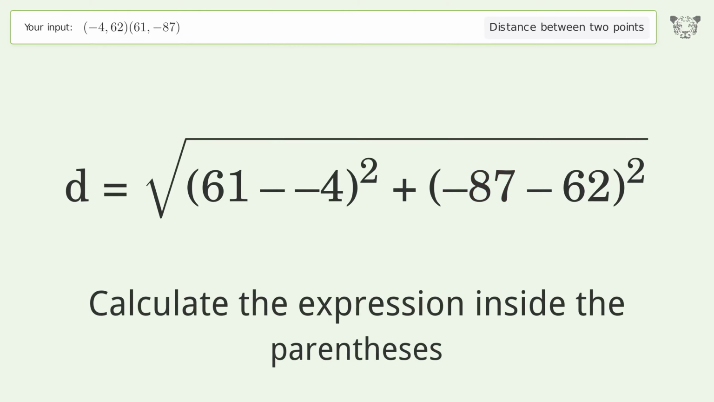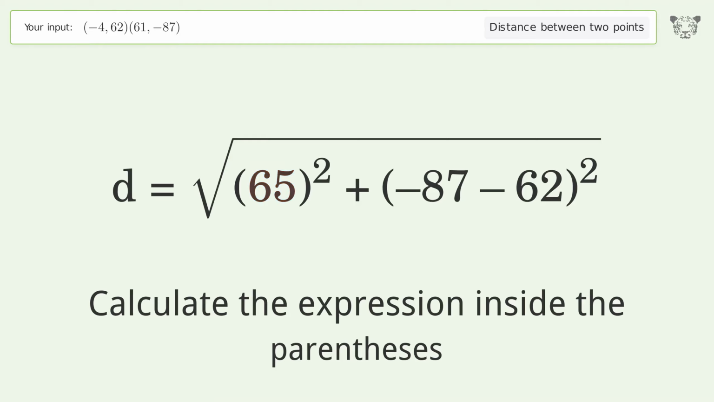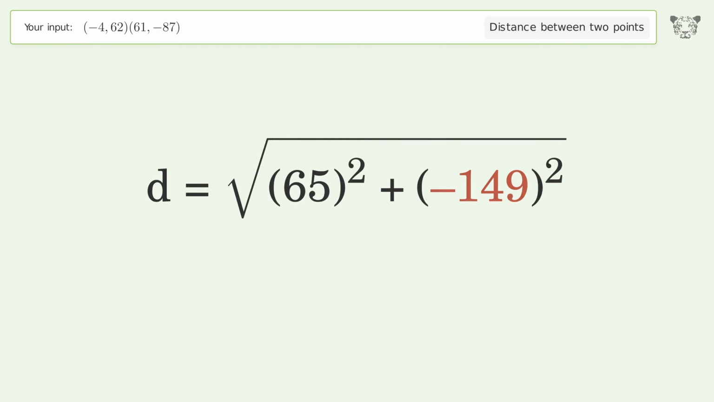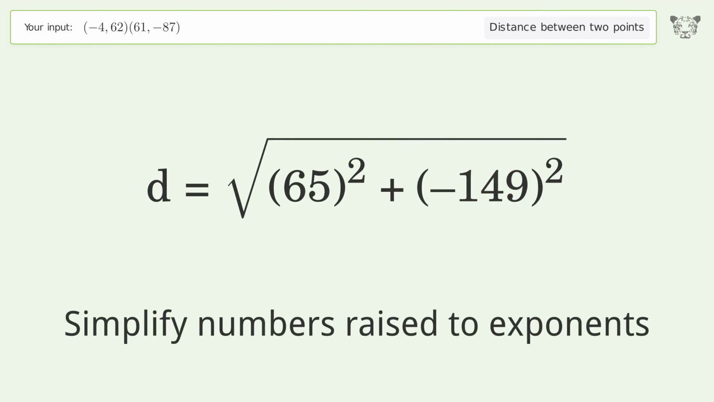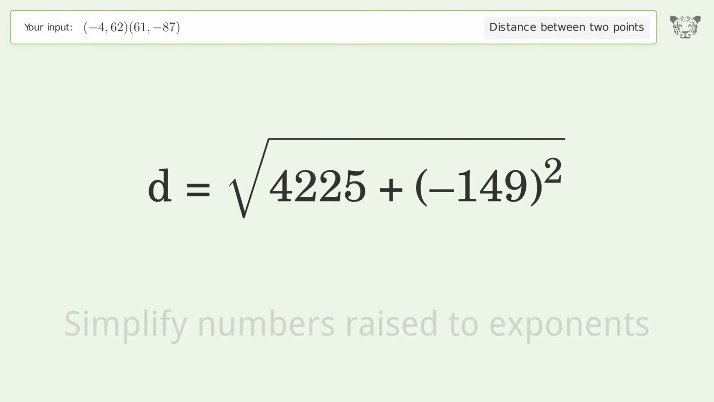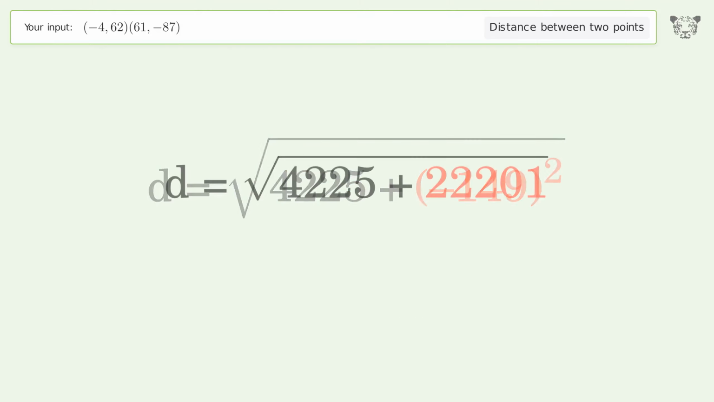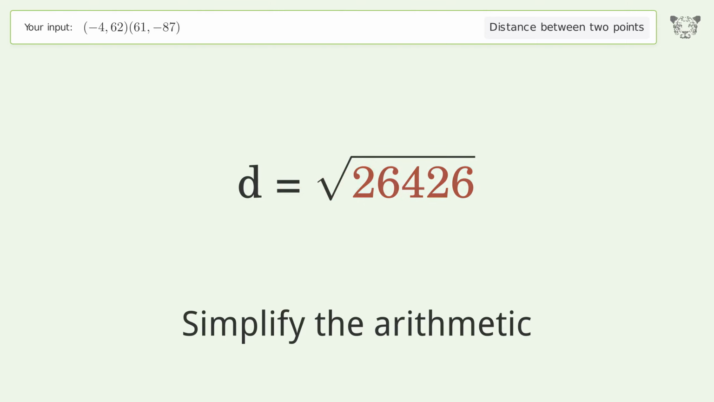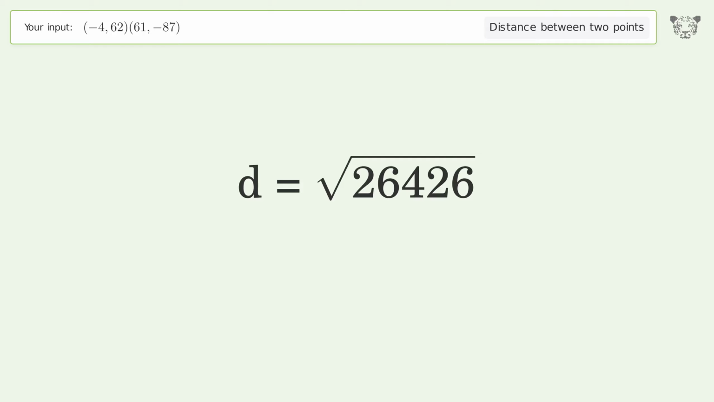Calculate the expression inside the parentheses. Simplify numbers raised to exponents. Simplify the arithmetic. And so the distance between the 2 points is the square root of 26,426, or 162.561.